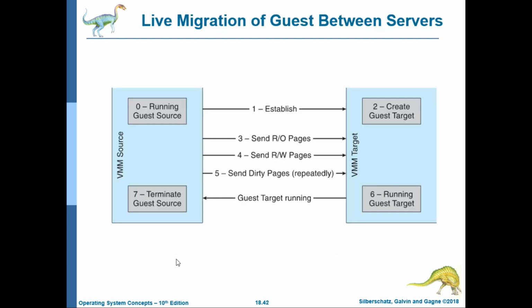So this is an illustration of the live migration of guests between servers. We have the VMM source and the VMM target. In step 0, the running guest source, or the guest operating system, is running in this virtual machine. First, establish the connection between the VMM source and the VMM target. That's the first step. And then next is to create the guest target.